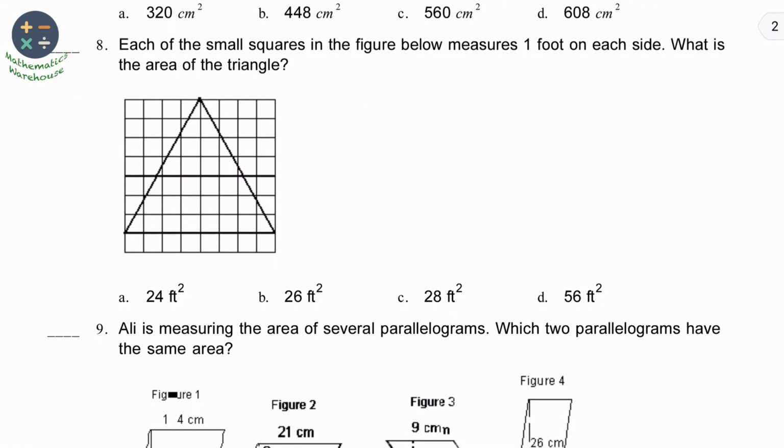Next, each of the small squares in the figure below measures 1 foot on each side. What is the area of the triangle? As we said before, the area of a triangle equals base times height divided by 2, or half base times height. So let us count the base. Yes, it's 8, and the height is 7 units, divided by 2. We can simplify, or you can multiply then divide. So the answer would be 28, which is C.